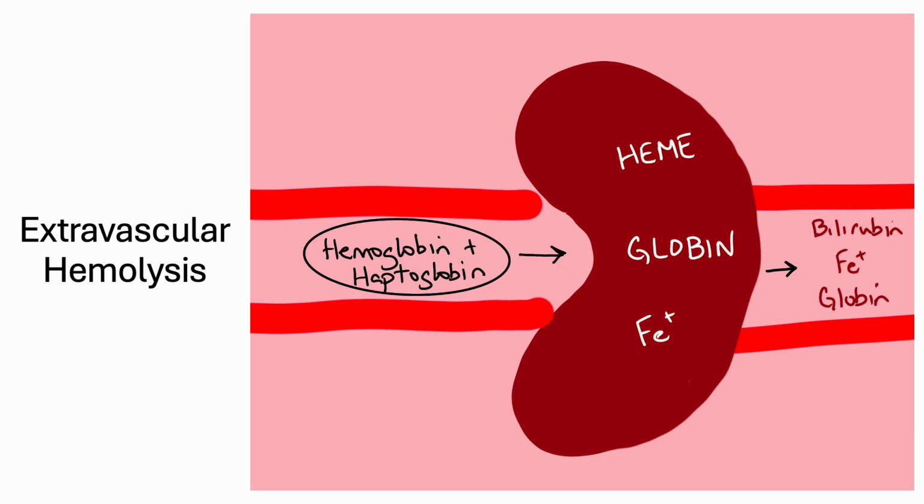In fact, it gets eaten up by macrophages. In this picture, I'm making it look like it's being eaten up by macrophages in the spleen and broken down into its key components, hemoglobin and iron. Notice that bilirubin is released into the blood. And this is why when patients have hemolysis, they can become jaundiced.